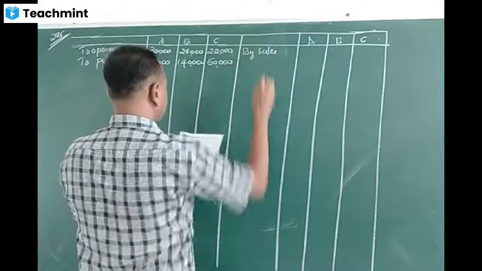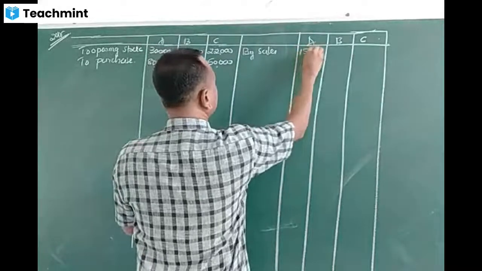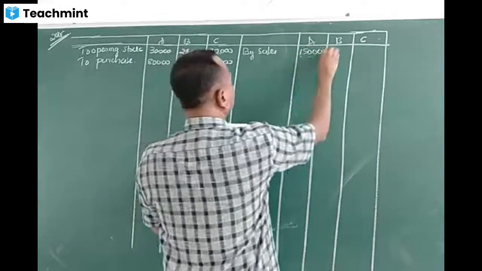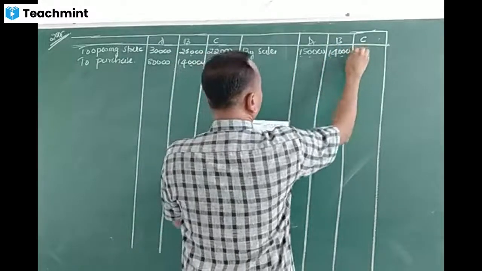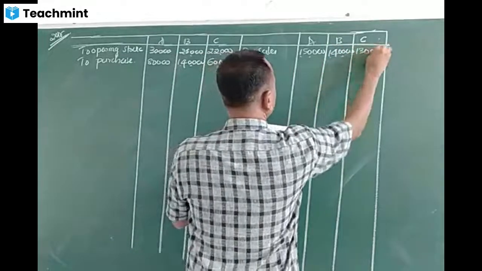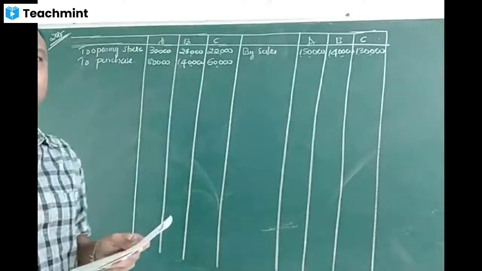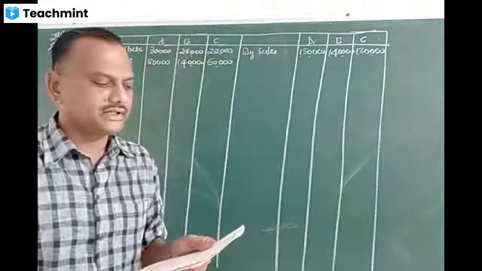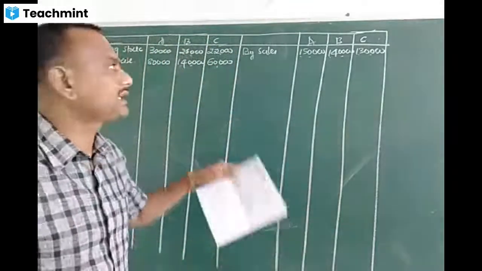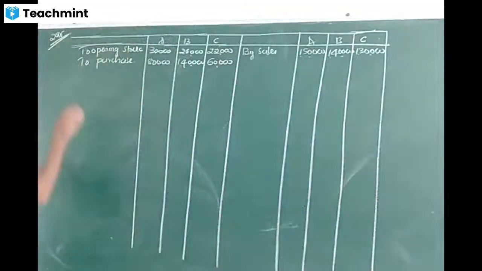By sales, we have 1,50,000, 1,40,000 and 1,30,000. After that, they have given clothing stock, which is to be entered last. Next, wages. Debit the wages.